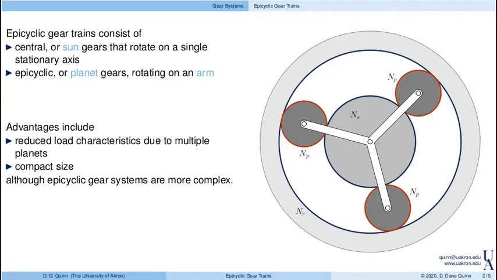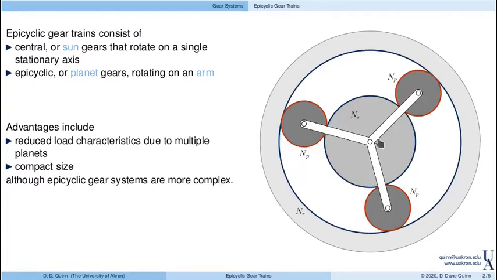Epicyclic gear trains, also known as planetary gear trains, consist of three basic parts. There are central or sun gears that rotate on a single stationary axis. So for example, that's this large gear in the center, S. And then there are epicyclic or planet gears that rotate about that sun and are connected with an arm. So those are these smaller gears outside.